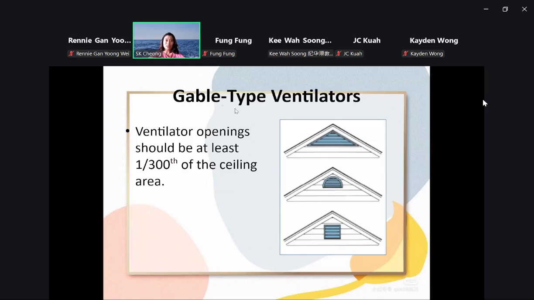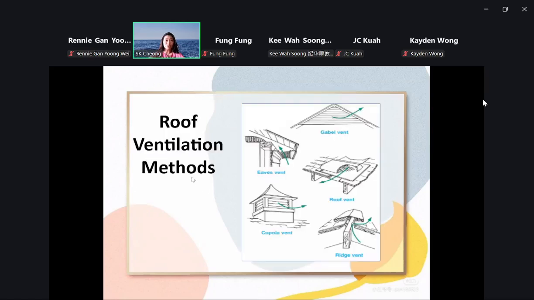There are also a few types of ventilation. Here is a ventilator at the end of the gable. Ventilation is always at the end, right? At the gable, right? Gable vent. They also have vents at the eaves, and this one is the ridge.